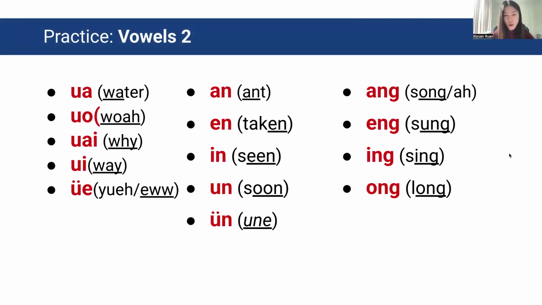And we have wa, water; wo, wow; wai, why. W, these two are really similar. Why, why, why. And we have yue, an, and en, taken, in, seen. Soon, ün, like in French, une. En, eng, song, an, in, sing, ang, long.